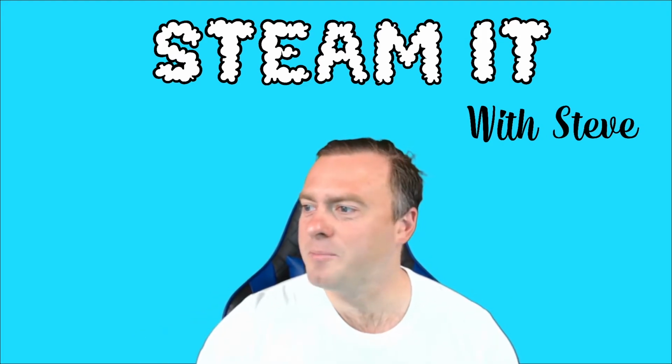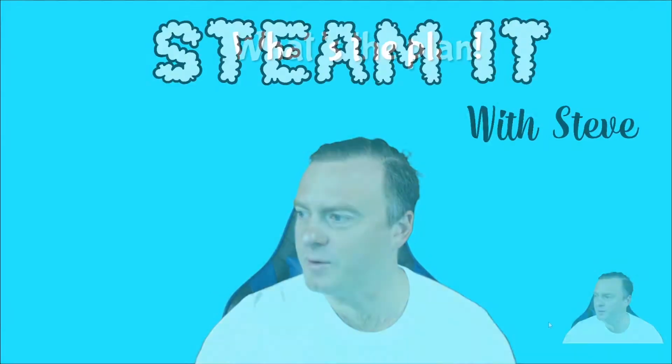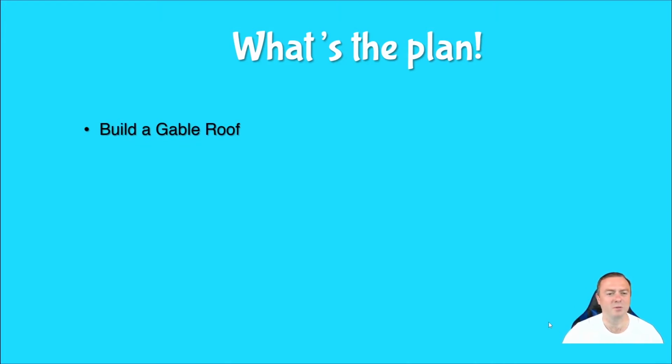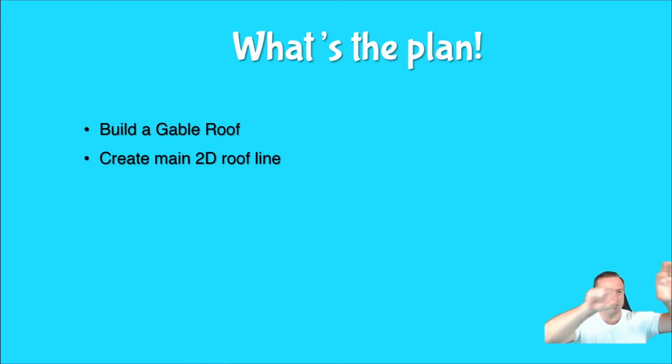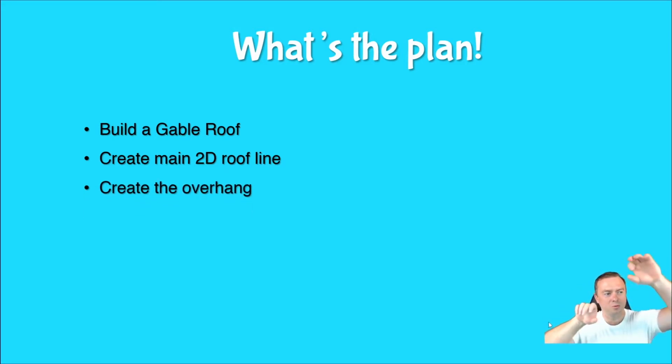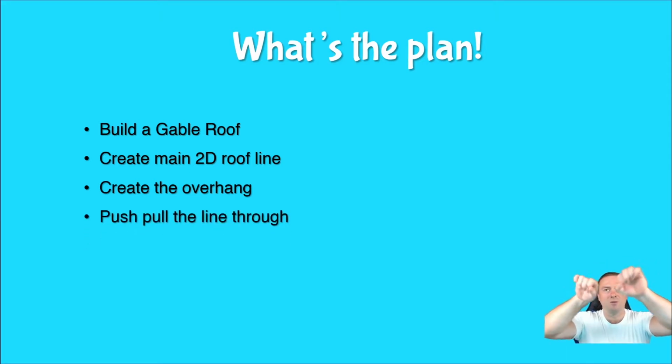So the plan for today, if we look here, is we're going to build a gable roof. We're going to make the 2D profile of the roof line, which comes down. It will then have a little bit of an overhang on each edge, which we'll be able to push and pull all the way through. And then we're going to pull over that overhang on the other end, so we'll have this little bit at the front and the back of the house.